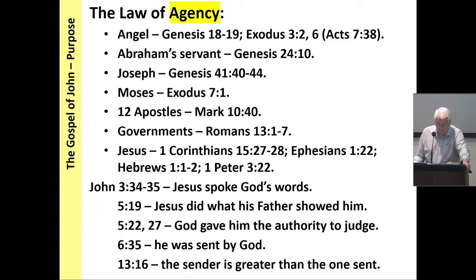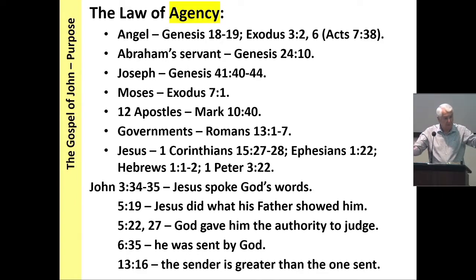Most assuredly, I say to you, a servant is not greater than his master, nor is he who is sent greater than he who sent him. So Jesus is saying what would have been easily understood at that time. Well, if I've been sent, I am clearly not superior to the one who sent me. I'm very much secondary to him.